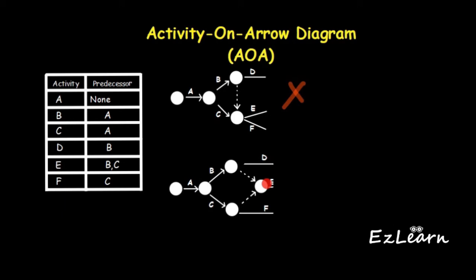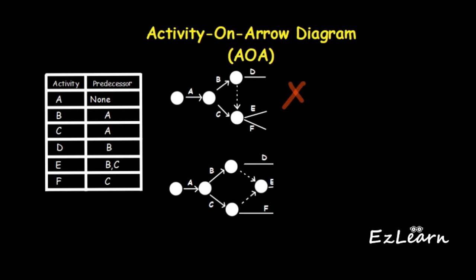Activity E has two predecessors, which are B and C. So if we have E going like that, it will meet the requirements of the two predecessors, B and C. Then F, if we take it out from here, that will satisfy our relationship between F and C without violating any relationship in our schedule. And that's the end of all the activities.